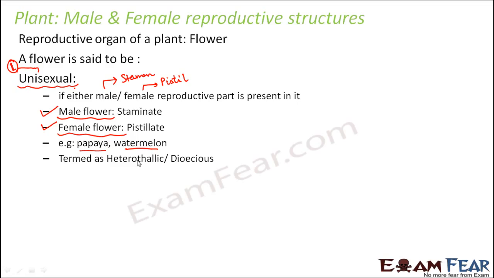Now the plant which consists of either male flowers or female flowers is known as dioecious. Di means two. So dioecious would mean that either the male or the female flowers are present in this plant. It is also known as heterothallic.